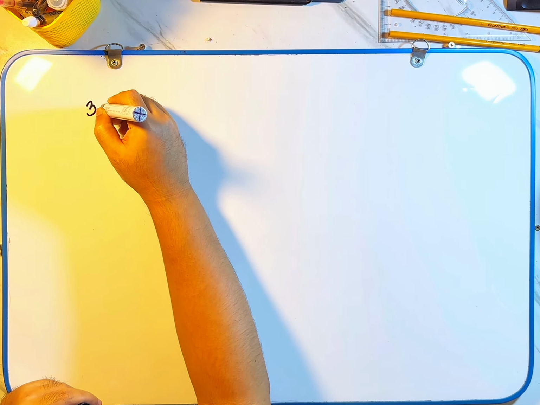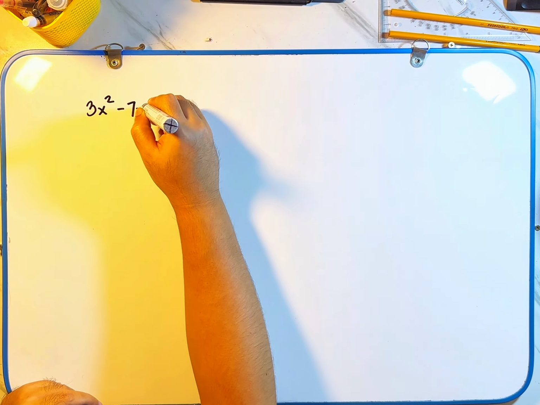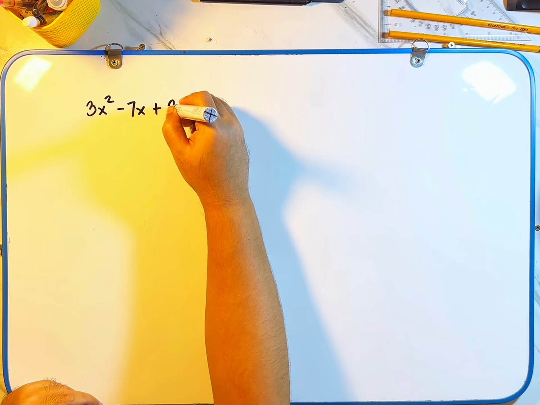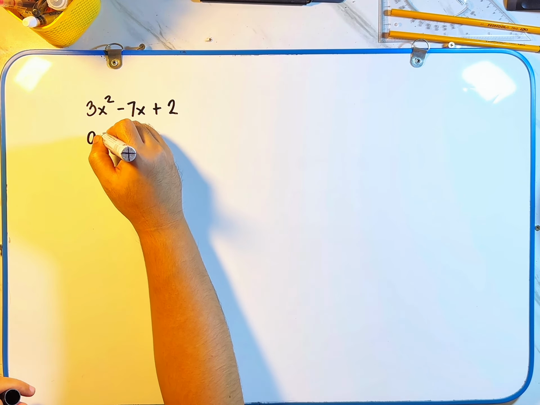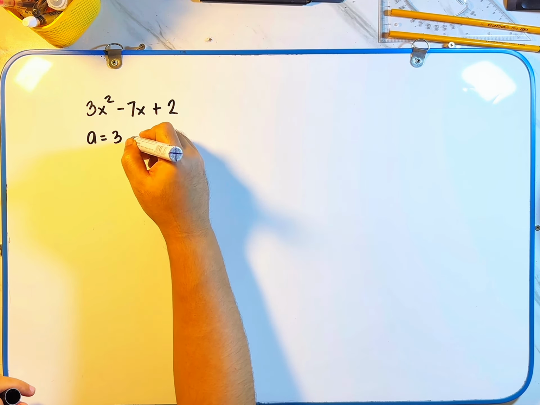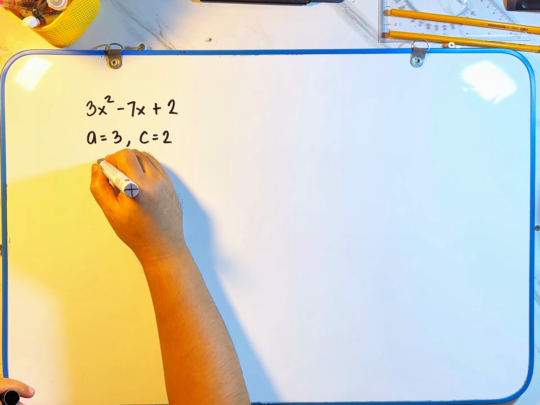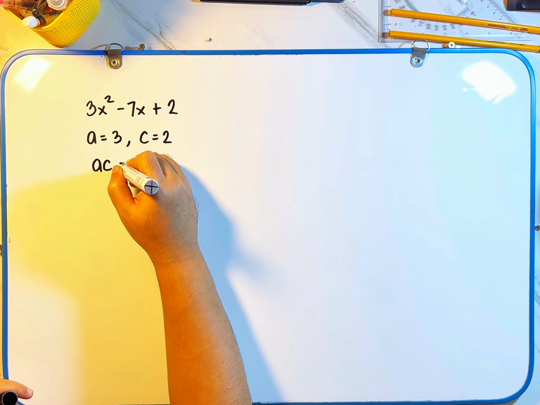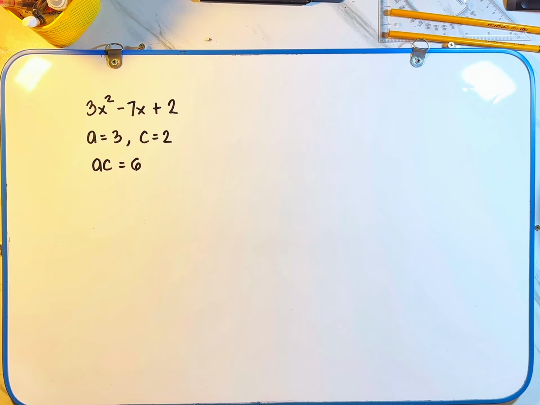Next, let us factor 3x squared minus 7x plus 2. Okay, the leading coefficient A is equal to 3, while the constant term is positive 2. And then the product A times C is equal to 3 times 2, that's 6.